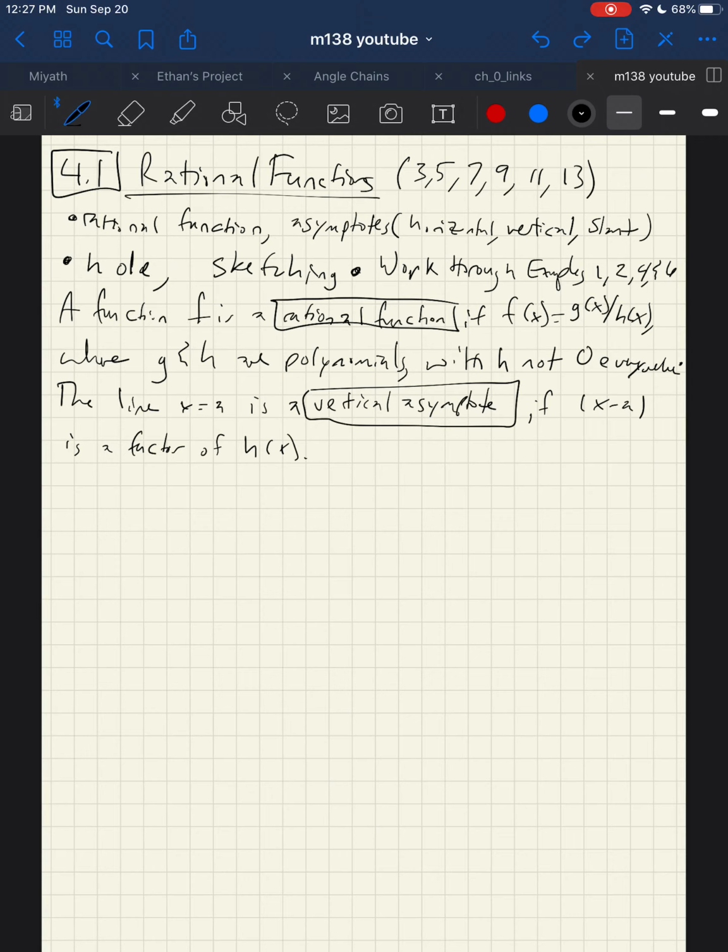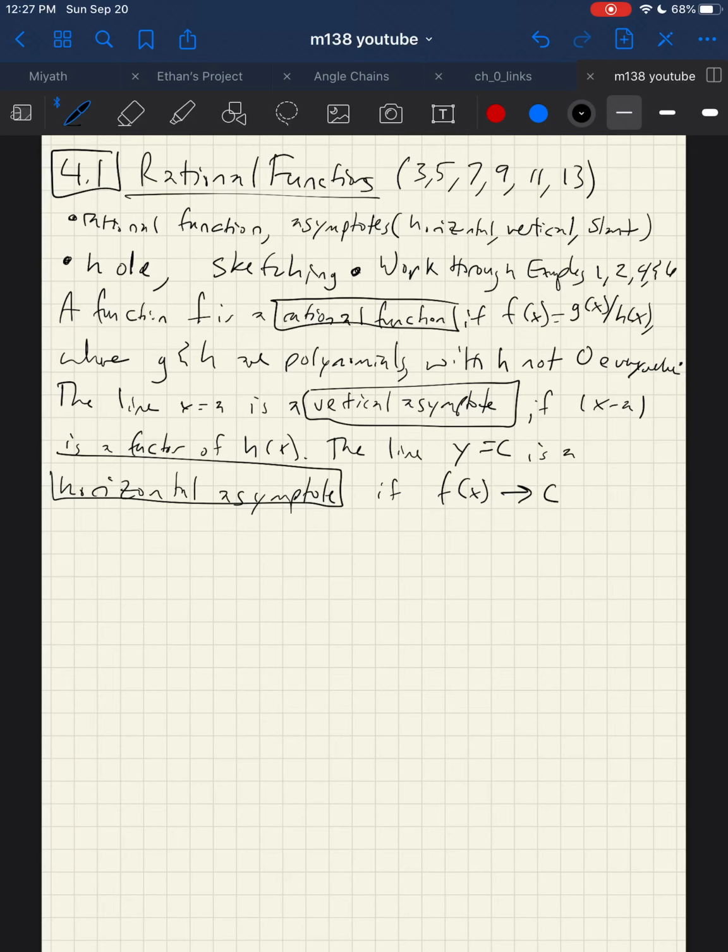Now, the line y equals c is a horizontal asymptote. This is different from a 0 horizontal asymptote. It is a horizontal asymptote if f of x approaches c as x goes to either plus or minus infinity. So as x gets past the graphing region, it's approaching this horizontal line.